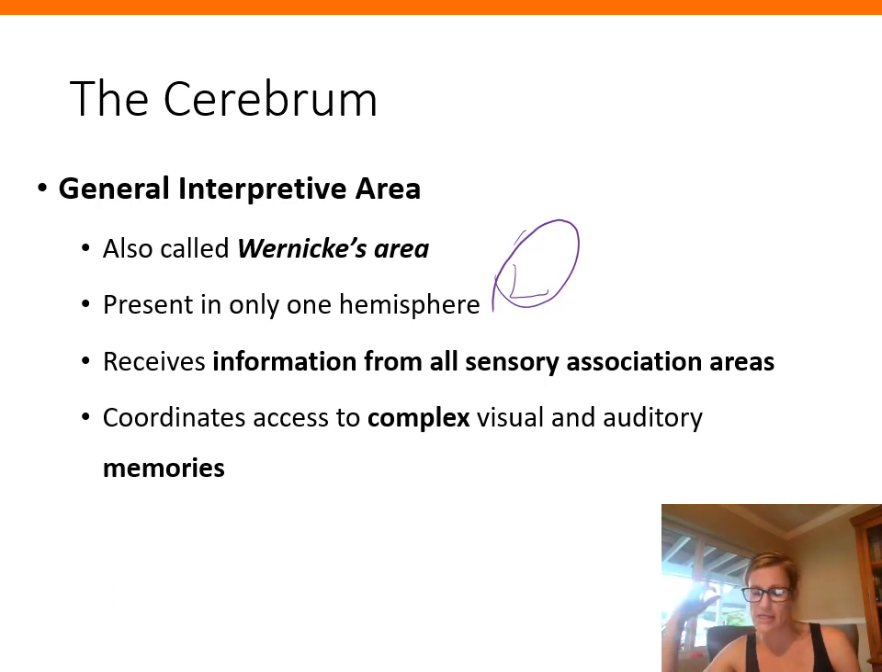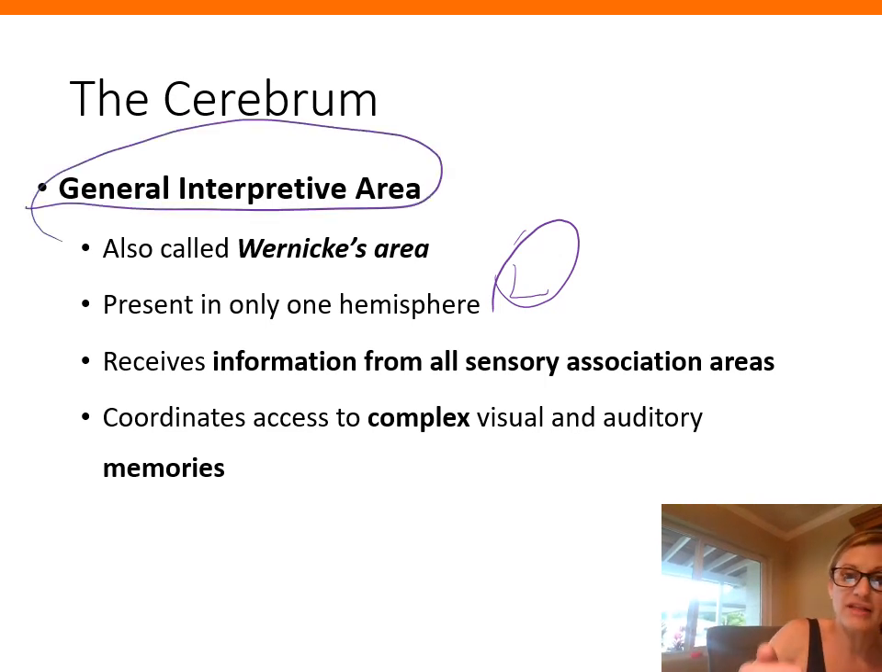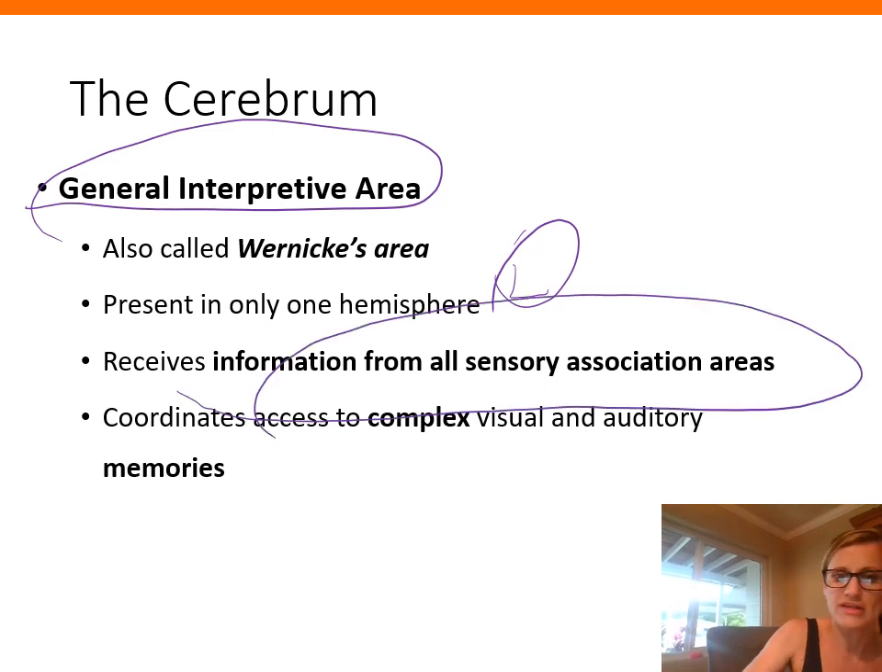Because we have vision processed in one area and hearing in another, and taste in another, and touch in another, there are all these different areas, but really we have one integrated response to what's happening. The reason for that is that this general interpretive area allows us to combine all of this information to give a complex memory, which remember is processed by the hippocampus and then filed in the cerebrum in general.